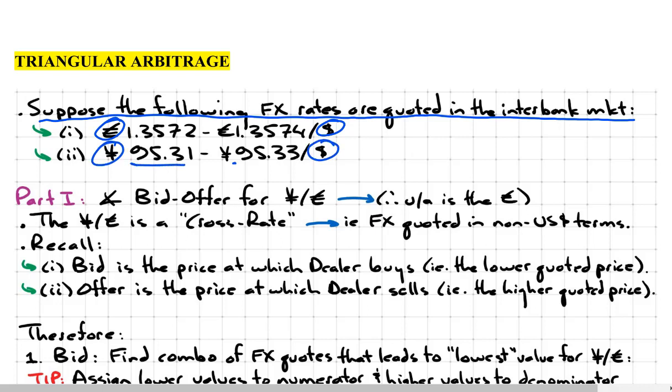Now, why is it that we have two quotes for each FX? One represents the bid, so the dealer is willing to pay 95.31 yen per dollar. And this one here represents the offer. So the dealer is willing to sell a dollar at 95.33 yen per $1 unit.